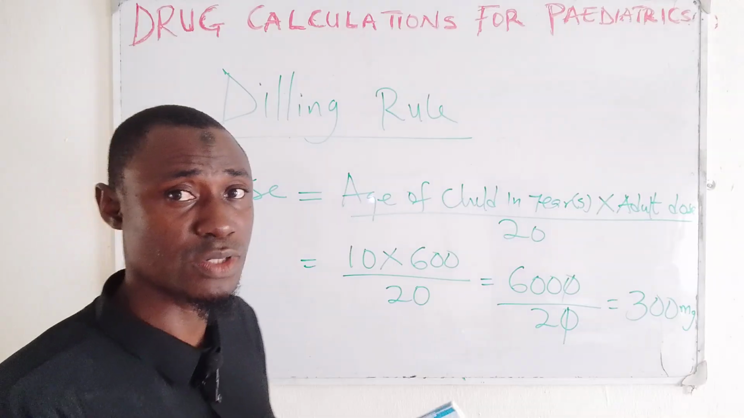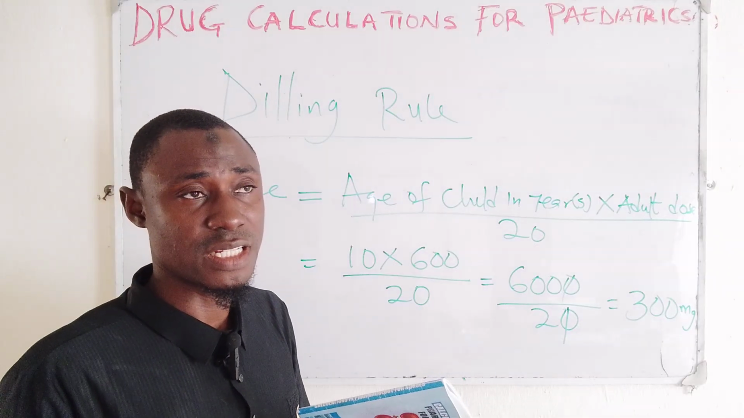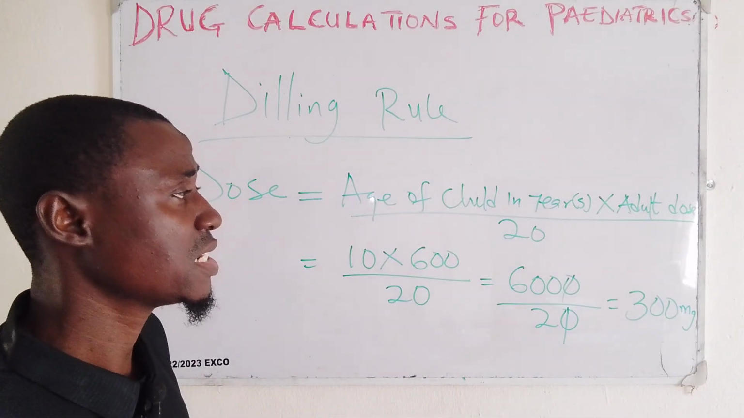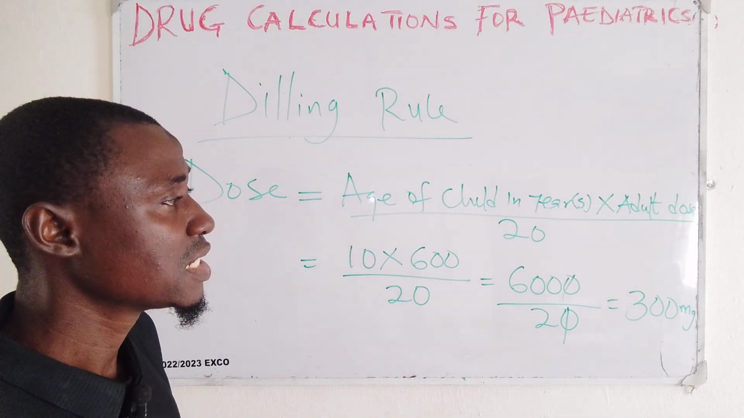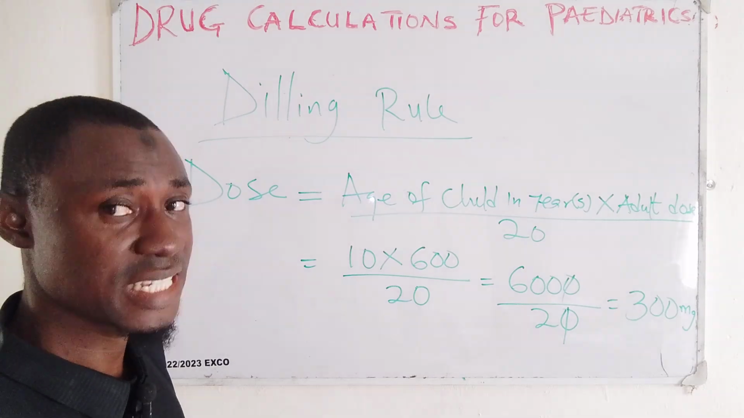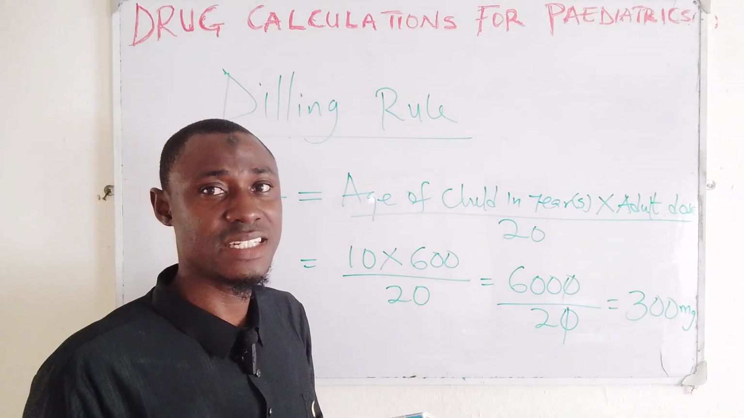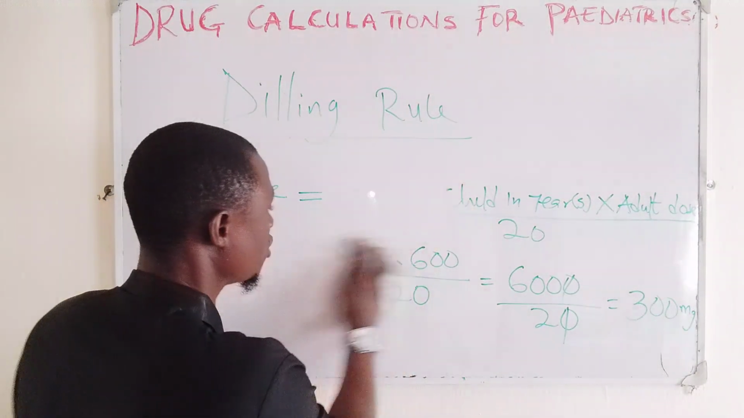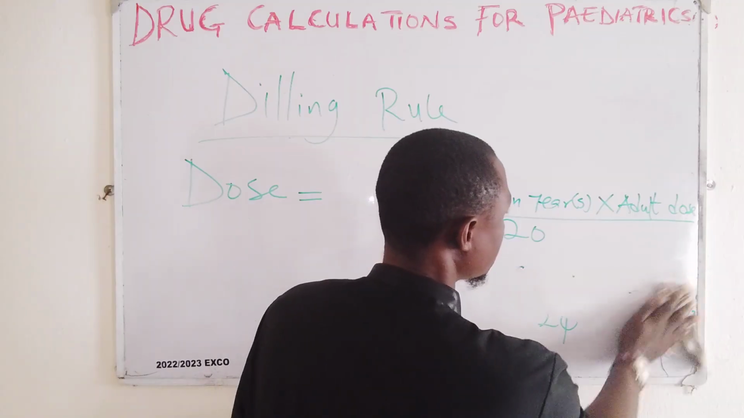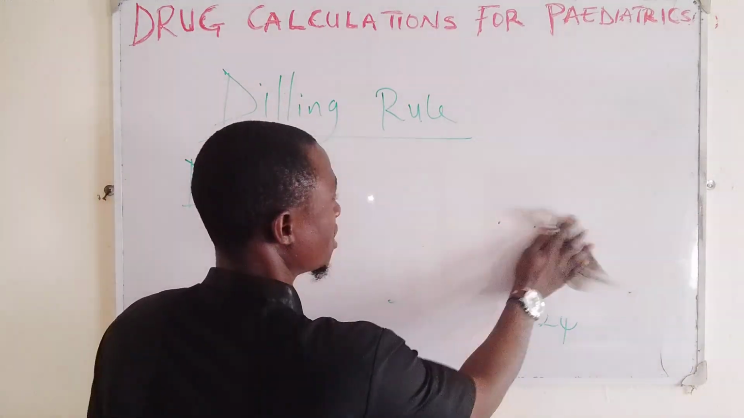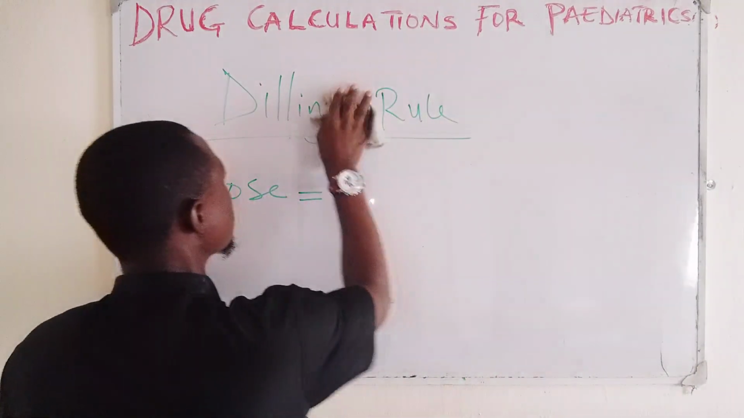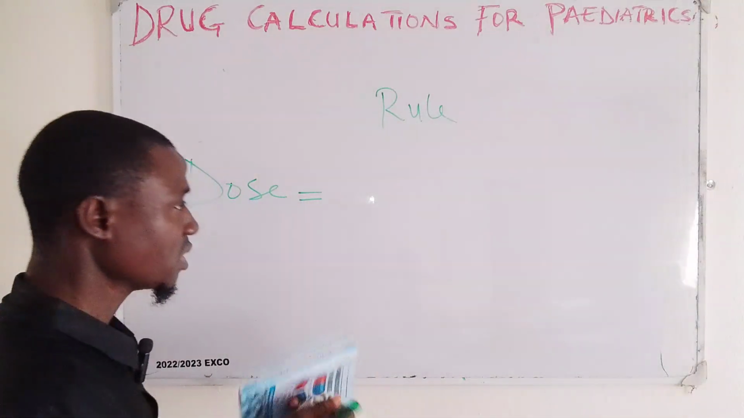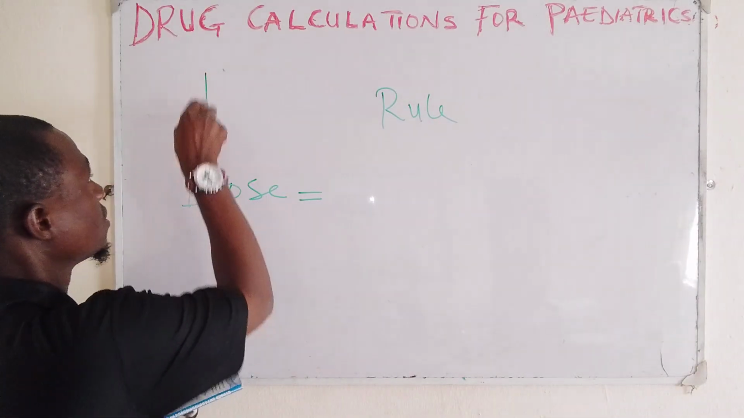So the next rule we are going to be considering is Friedman's rule. But in Friedman's rule, the consideration is not the age of the child in years, it is the age of the child in months. So let's quickly dive into the third age-based rule, which is going to be the last of the age-based rules. The third age-based rule is Friedman's rule.